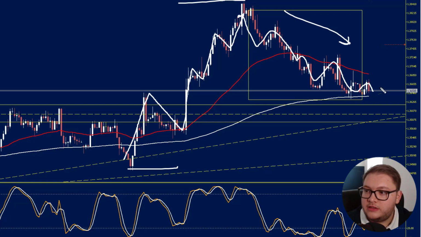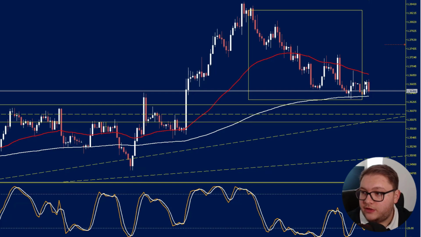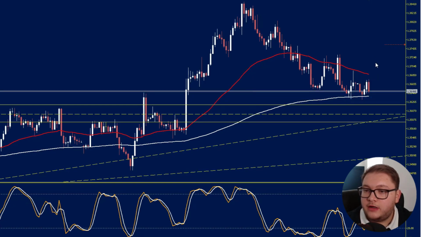So that's what I'm looking to do. Essentially I need my 4-hour market to change first. I need my 4-hour market to give me an idea that price is matching my overall bias, and if it doesn't, I have to walk away from this market.